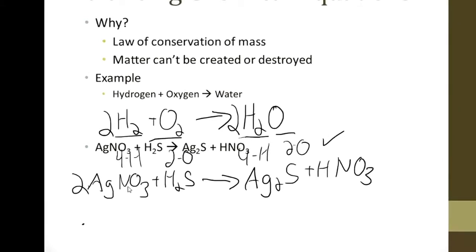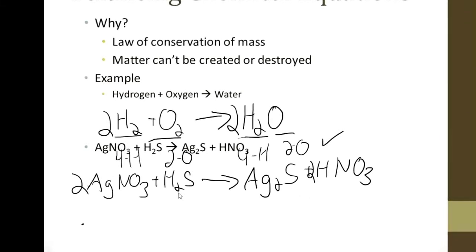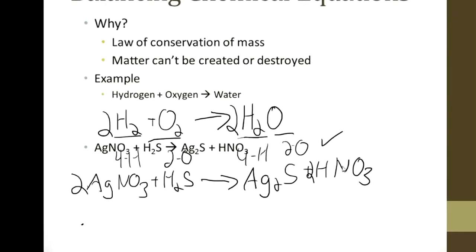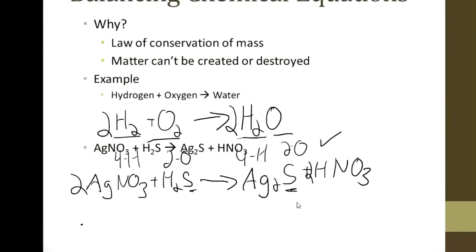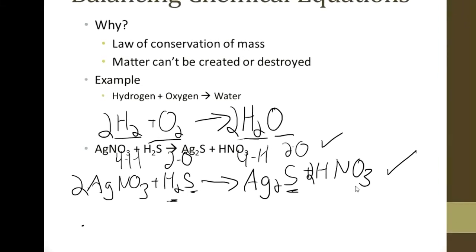I have two nitrogens on this side and one on this side, so I'll put a 2 here. Now my nitrogens are good. Oxygens, I have 6 oxygens here and 6 oxygens here, so they're good. I have one sulfur here, so they're good. I have 2 hydrogens over here and 2 hydrogens over here, so everything checks out.